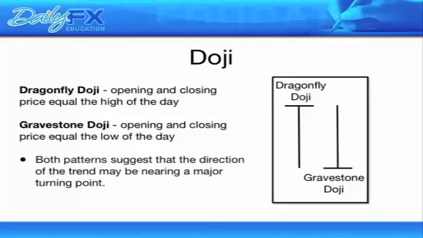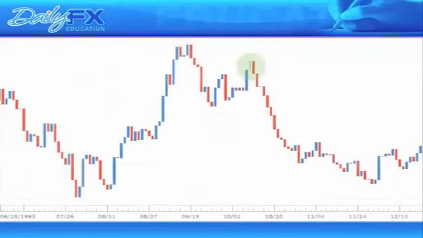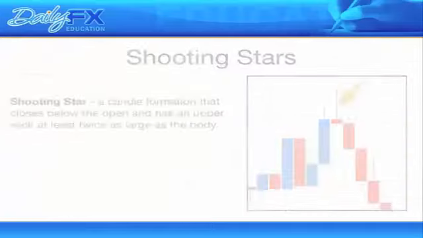However, when located, they often suggest that the direction of the trend may be nearing a major turning point. Here are a few quick examples to illustrate this. Notice in each example how quickly the trend changes direction after the candles have formed.